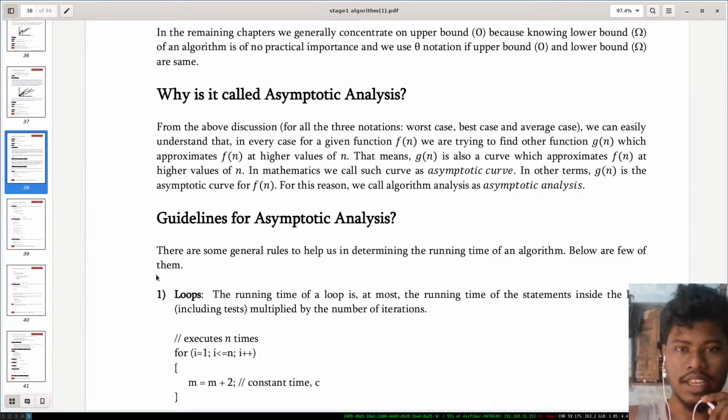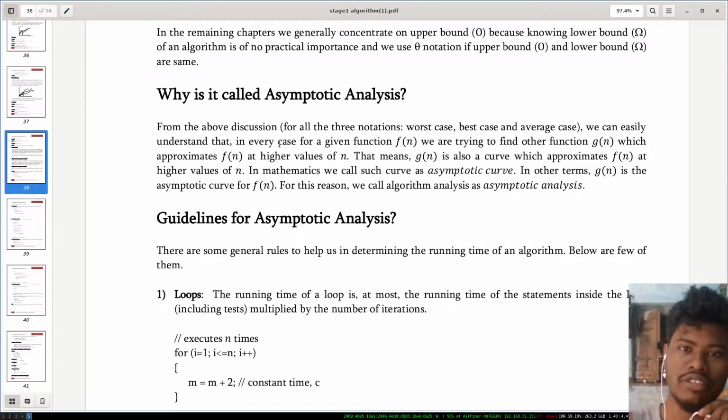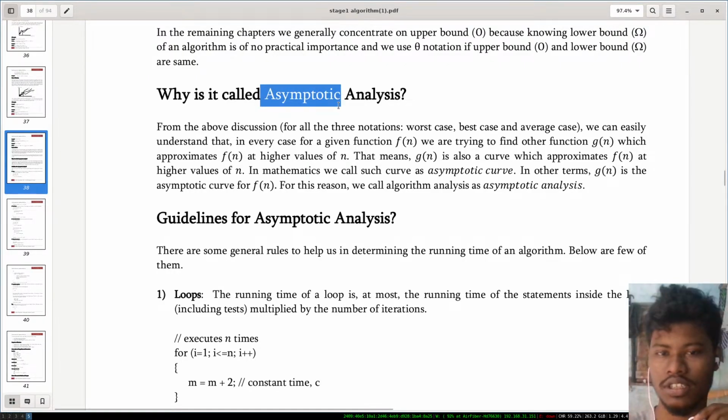Okay, so start with the asymptotic analysis. Basically these are the analyses which we call notations, like the omega notation and the big O notation. These notations come under asymptotic notation.